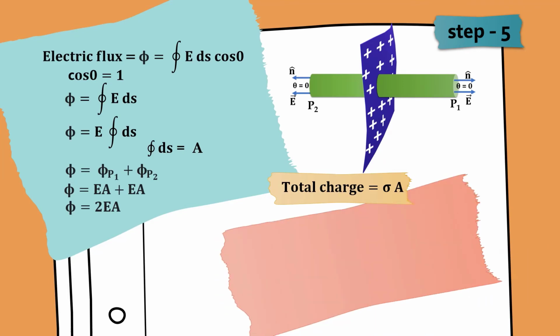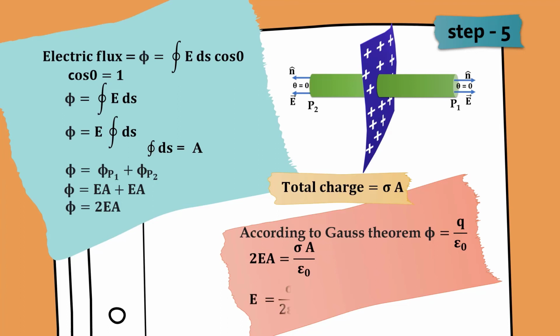According to Gauss's theorem, phi equals Q by epsilon 0. Substitute the values of phi and Q in this equation. We will get 2EA equals sigma A by epsilon 0. From this, the electric field can be calculated as E equals sigma by 2 epsilon 0.